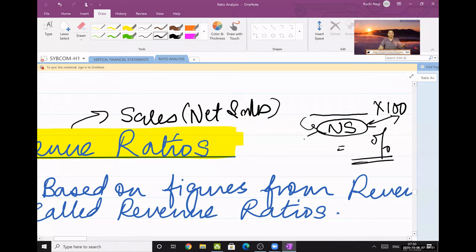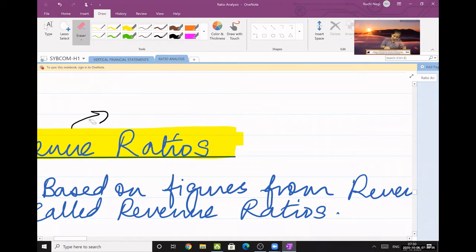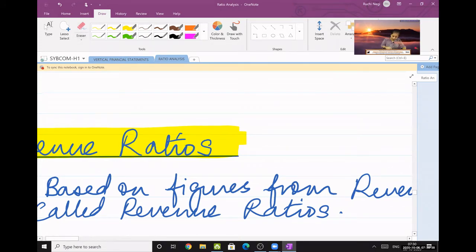So just keep this in mind. The numerator will depend upon what you are calculating, but the denominator will be fixed, because the name of the ratio is revenue ratio. Revenue means net sales. Am I clear about this? Acknowledge it in the chat box. Did you understand whatever I'm saying? What connection I'm showing with ratios to you all?